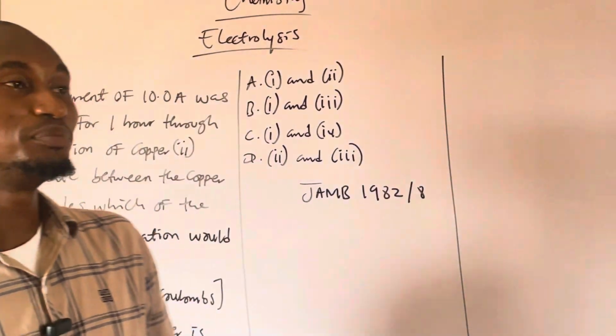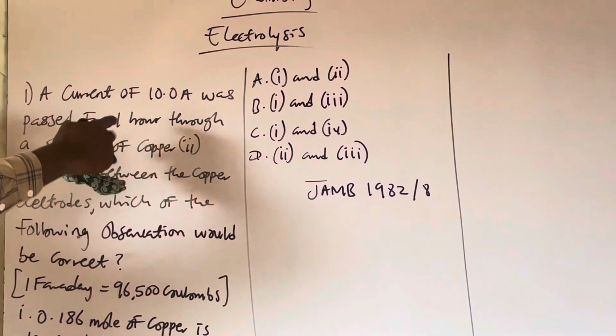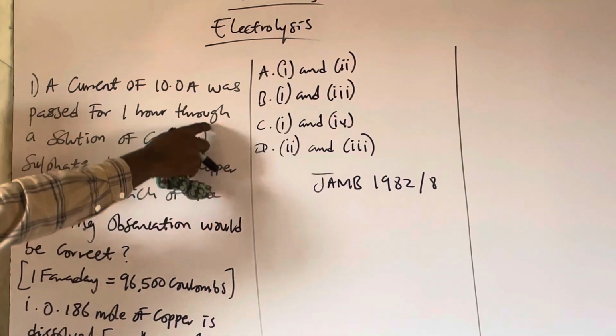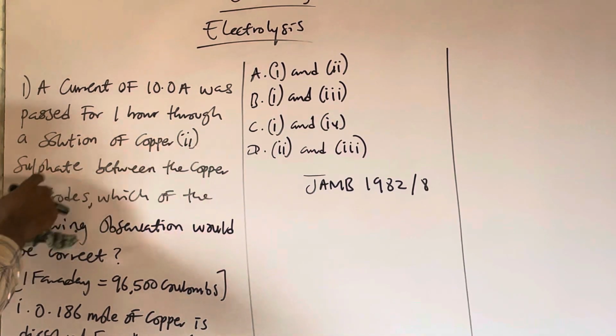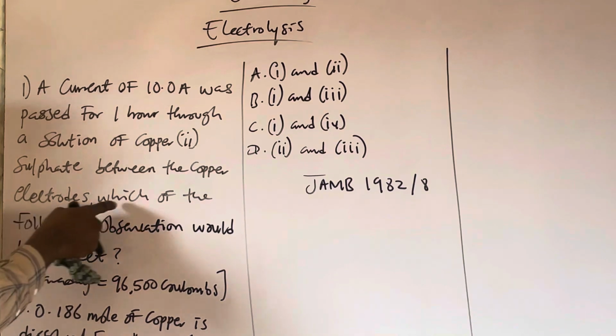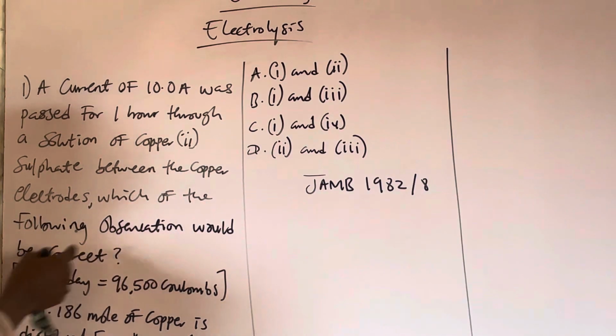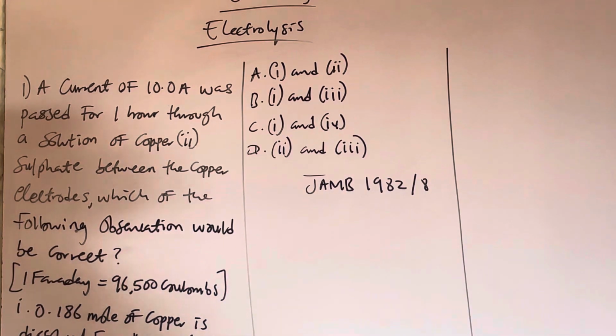Look at the question I have on the board. It says, a current of 10 ampere was passed for 1 hour through a solution of copper 2 sulfate between the copper electrodes. Which of the following observations will be correct? And we are giving 1 farad to be 96,500 coulombs.